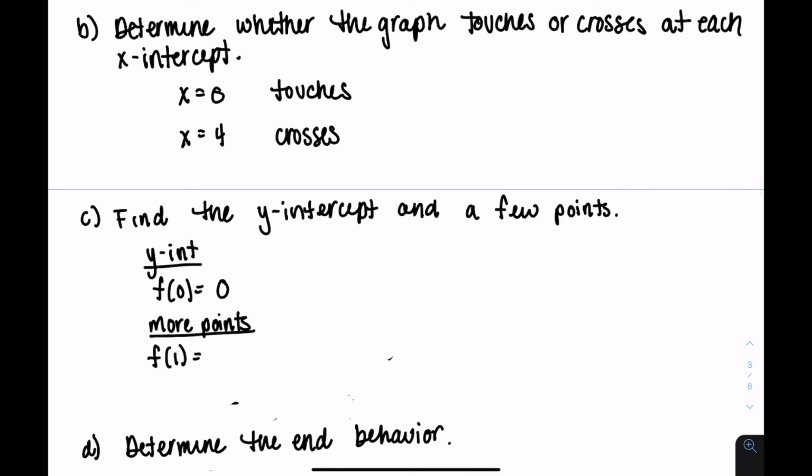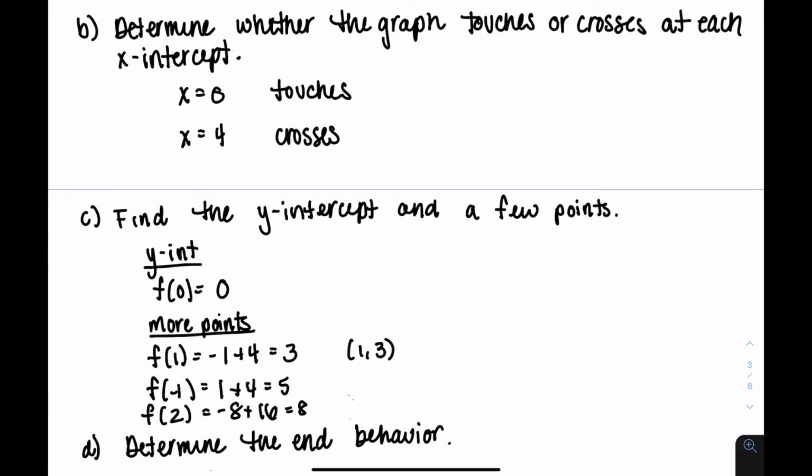So if we find a few more points, if you go ahead and plug in 1, you'll get 3. Plug in negative 1, you'll get 5. And if you plug in 2, you'll get 8. So you've got the point (1, 3). You've got the points (-1, 5), (2, 8), and then our y-intercept is at (0, 0).